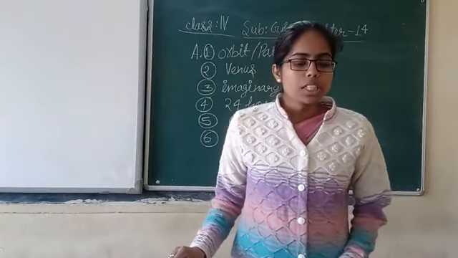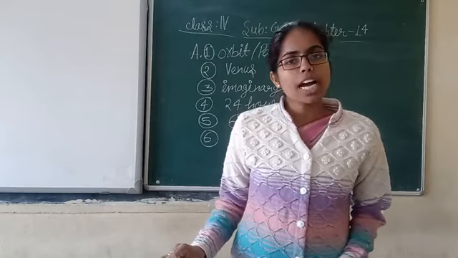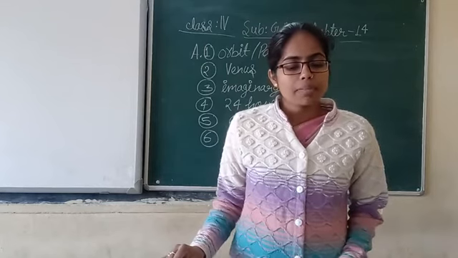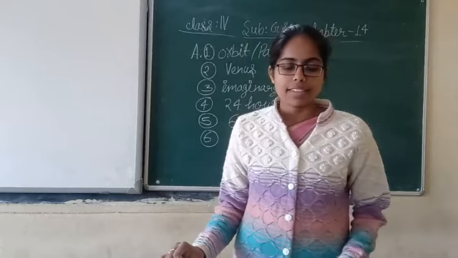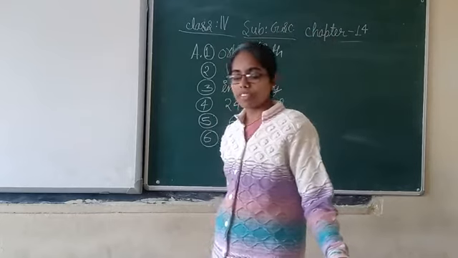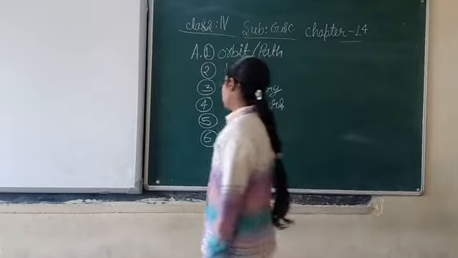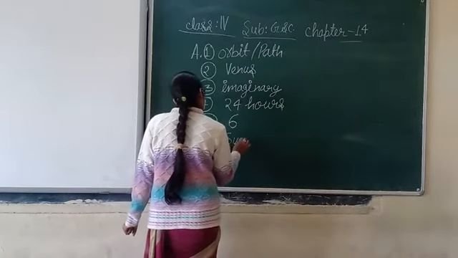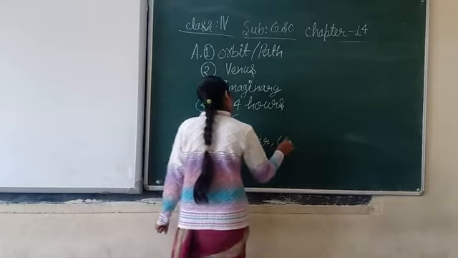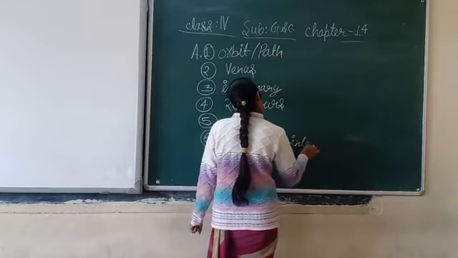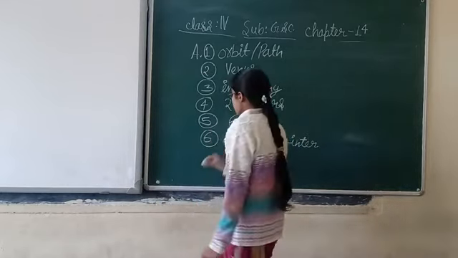Now question number 6. In June, the northern part of the Earth has dash, but the southern part has dash. So the answer is the northern part of the Earth has summer, but the southern part of the Earth has winter. Summer and winter is the answer.